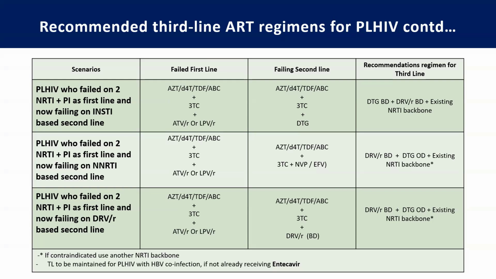Now, if there is any time a contraindication for a particular NRTI, like patient's existing NRTI backbone was, say, Zidovudine, and now while we are switching to the third line, there is an anemia noted. So then, instead of Zidovudine, we can give tenofovir. Or if the patient was on tenofovir, and while switching to third line, the creatinine is raised, then instead of tenofovir, we can give abacavir. So whenever there is a contraindication for any NRTI backbone because of any adverse effects, another NRTI backbone can be given instead.